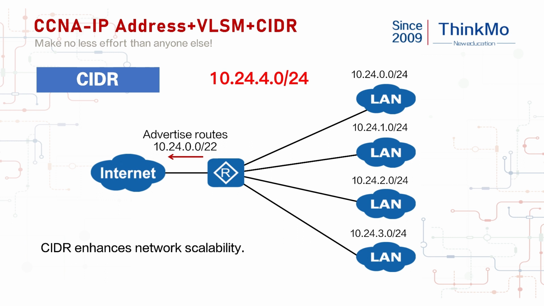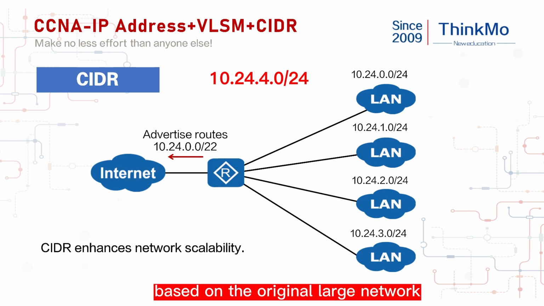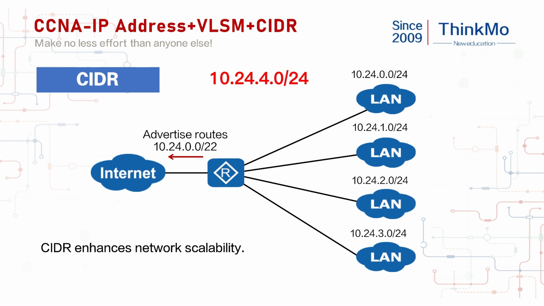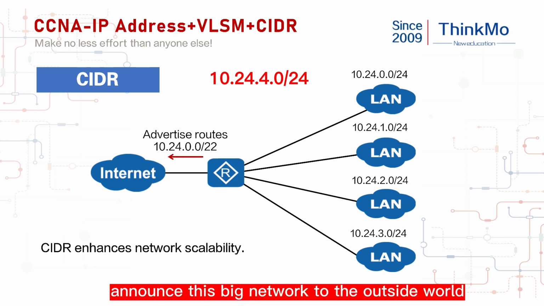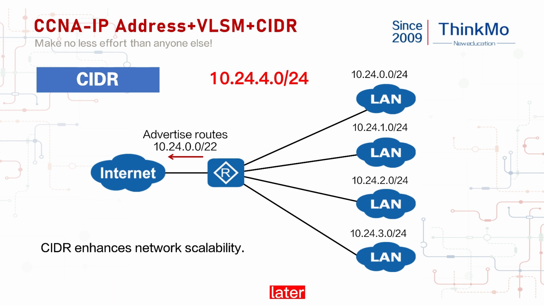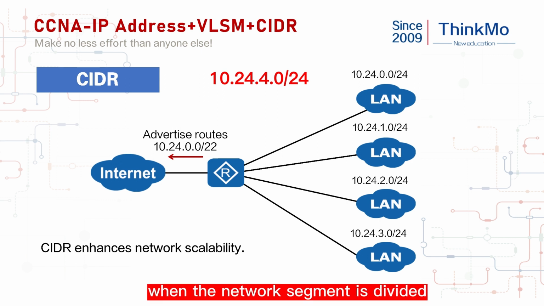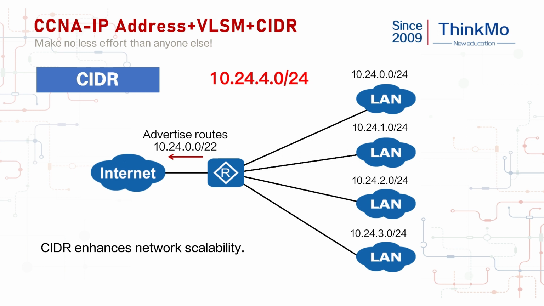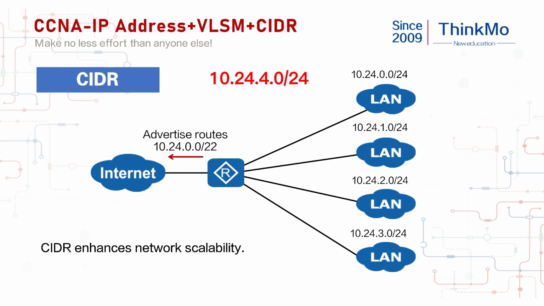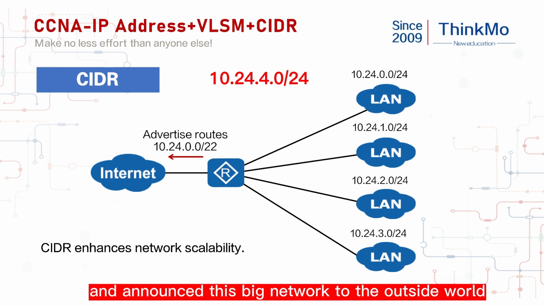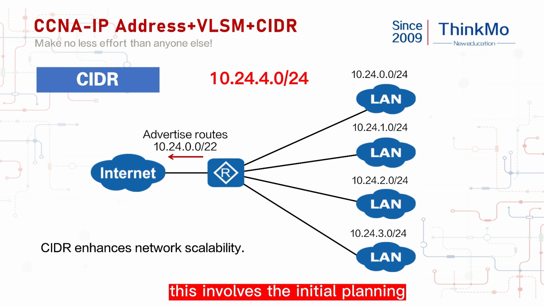When planning a network, based on the original large network, it can be designed in advance to announce this big network to the outside world. Later, when the network segment is divided, it is just divided into network segments within this large network. Very beautifully planned. In the early stage, I divided multiple subnets based on this large network and announced this big network to the outside world. This involves the initial planning.